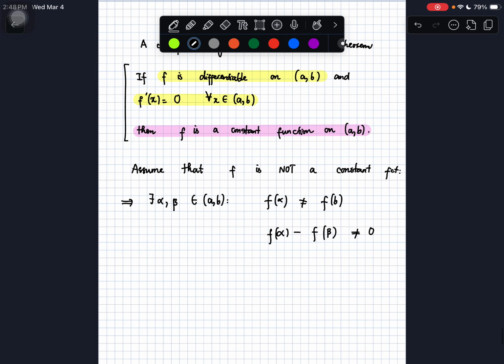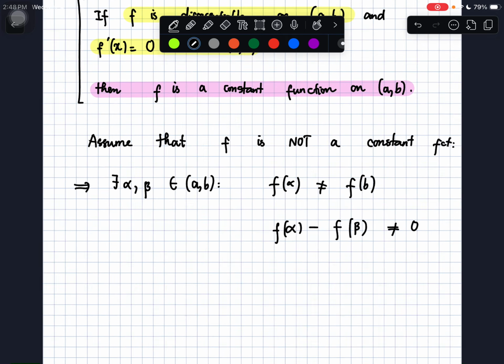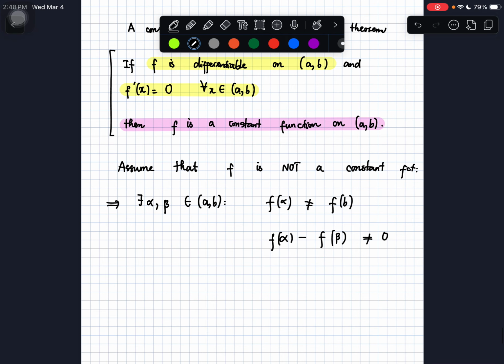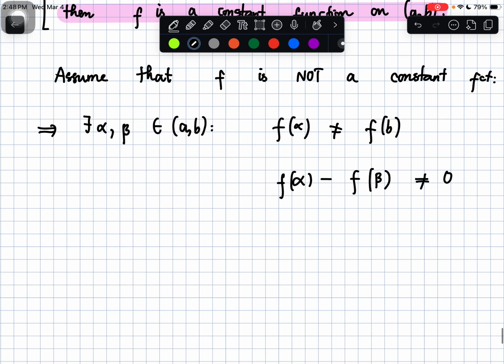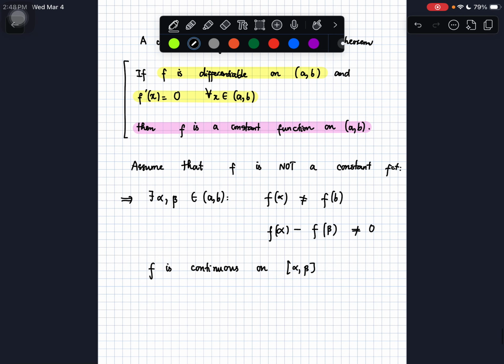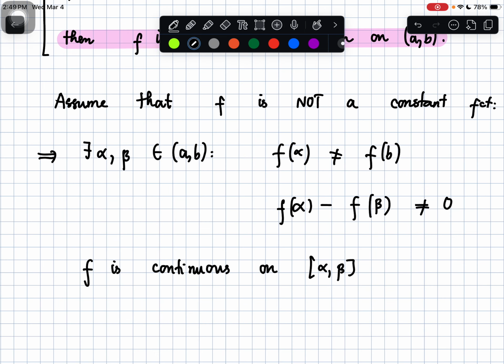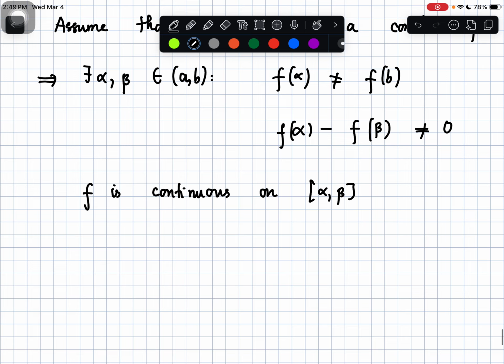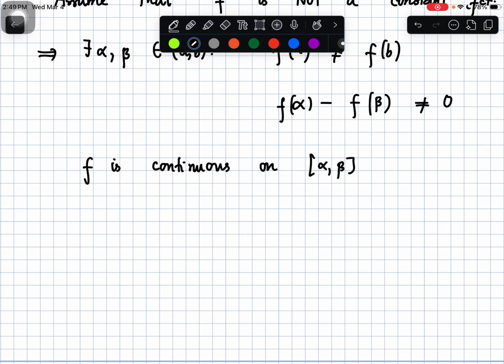Now you see that f is continuous on the closed interval [alpha, beta]. This is true because f is differentiable on (a, b), and [alpha, beta] is inside (a, b). Differentiable functions must be continuous. So f is continuous on [alpha, beta].